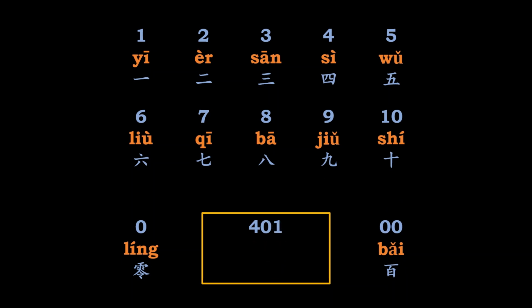But what about 401? Now the 0 is in between two digits other than another 0, and therefore we must pronounce it. So what we have here is 400, 0, and 1. 401. And that's how you say 401. How about 410? Well, the 0 is at the end, so we don't pronounce it. So what we have is 400, one ten. 410.